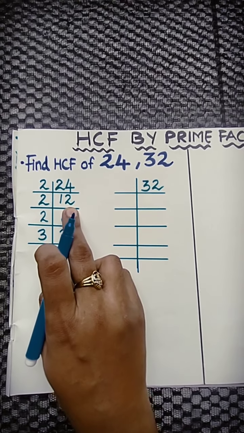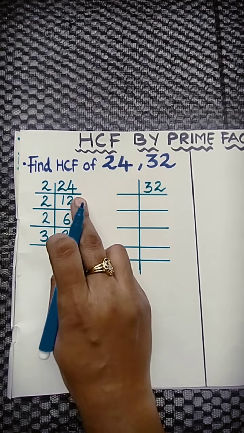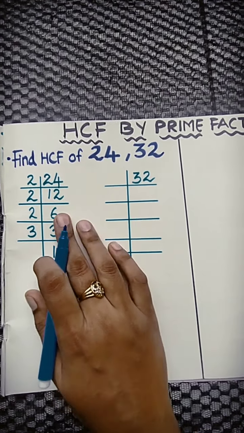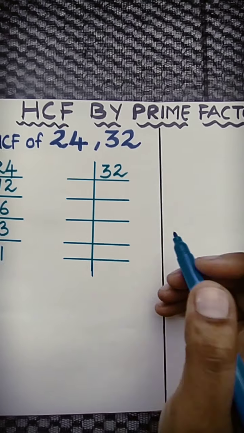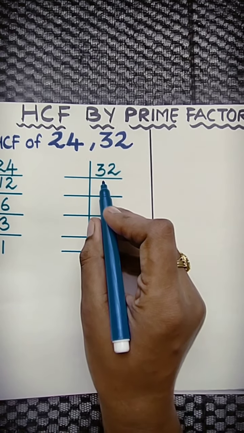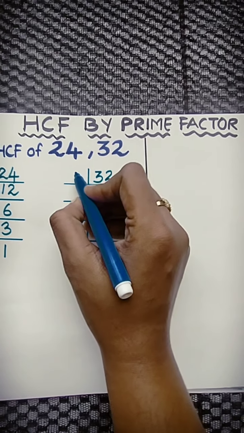2 12s are 24. 2 6s are 12. 2 3s are 6 and 3 1s are 3. Now this is done. Now let's move on to the next number, that is 32. Again we will start from 2 only. 32 is divisible by 2. Yes. So I will write 2.